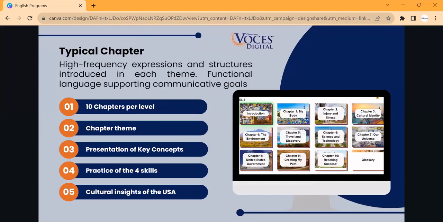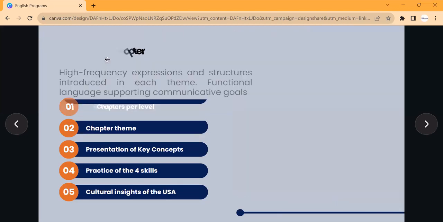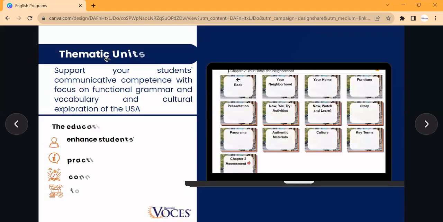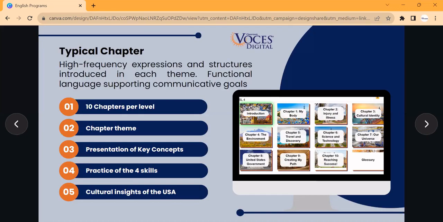This is a snapshot of a specific chapter. So you will see here, oops, I don't want to do that. Basically, for ESL, we have 10 chapters per level.